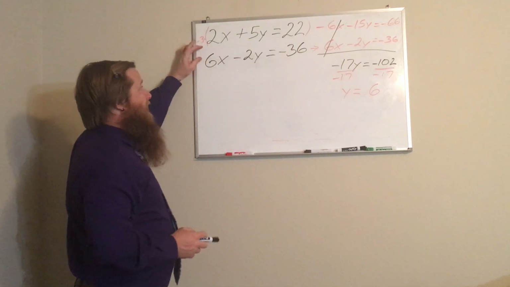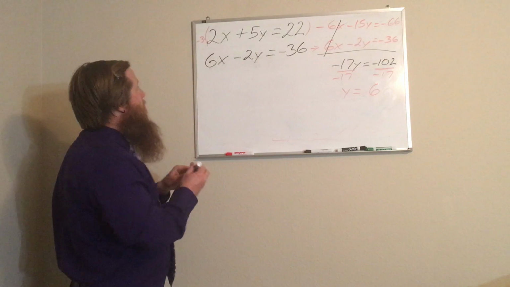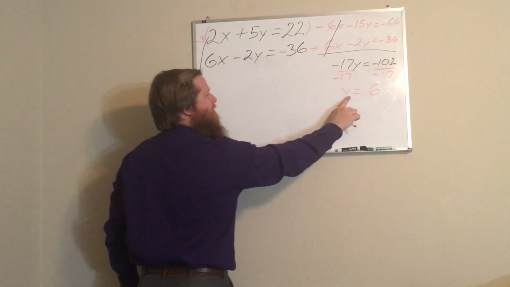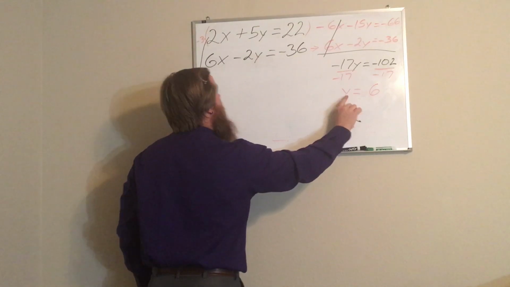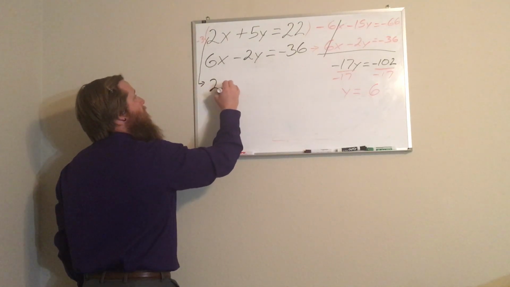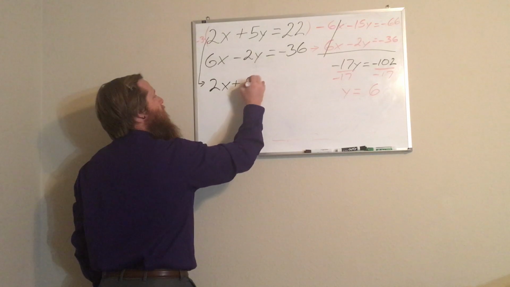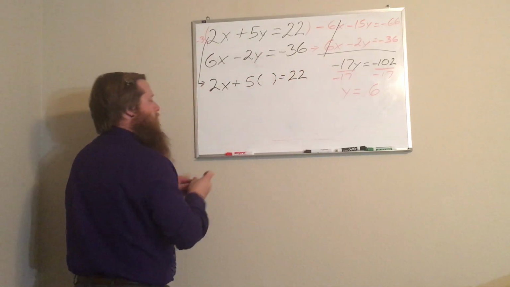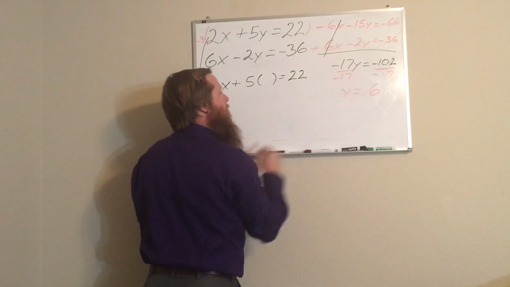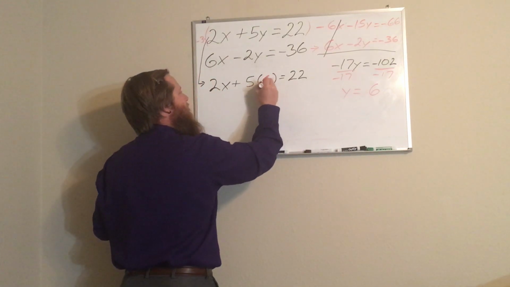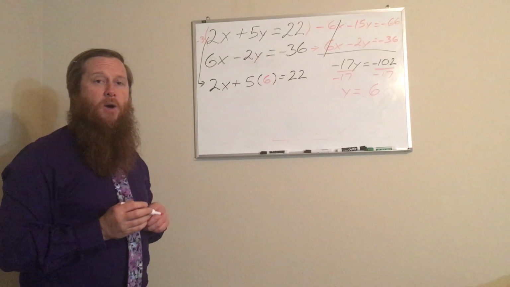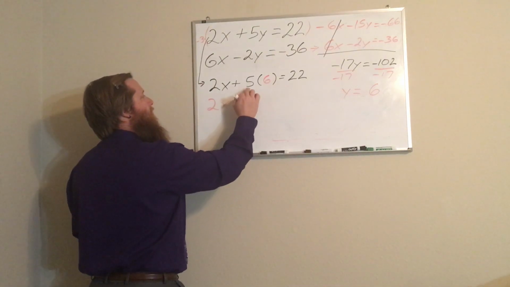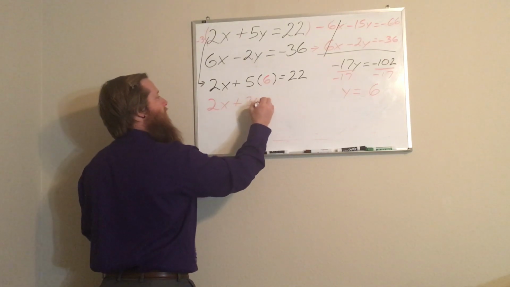Now I'm going to rewrite either equation, the top or the bottom. I'm going to take the top equation, but I'm going to use a substitute of 6 in place of y. So 2x plus 5y equals 22. My substitute for y is 6. And now we isolate x. 5 times 6 is 30.